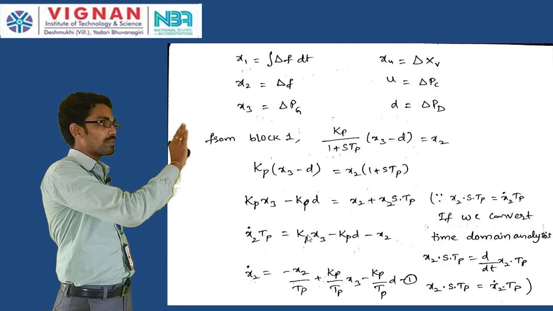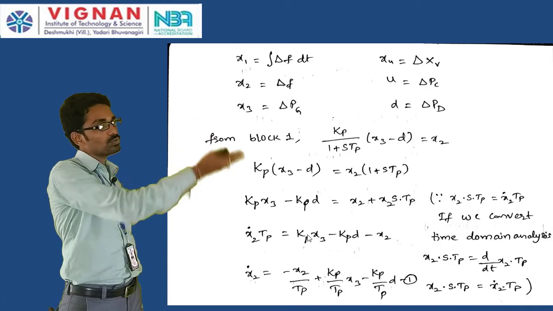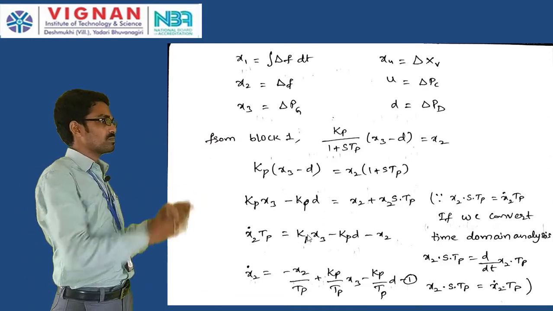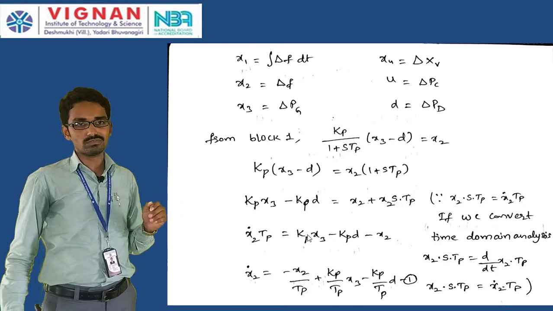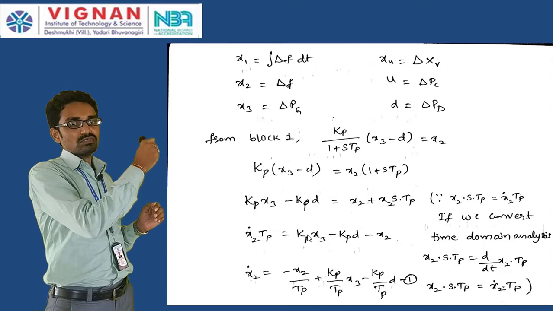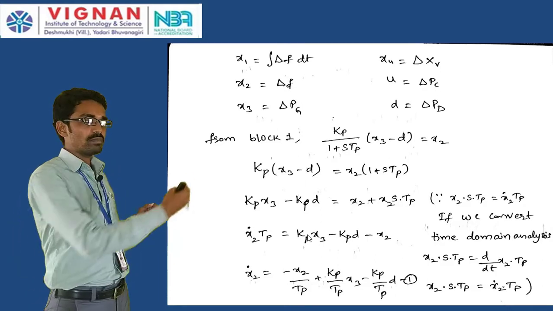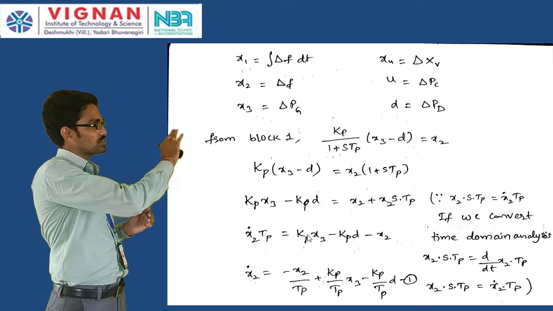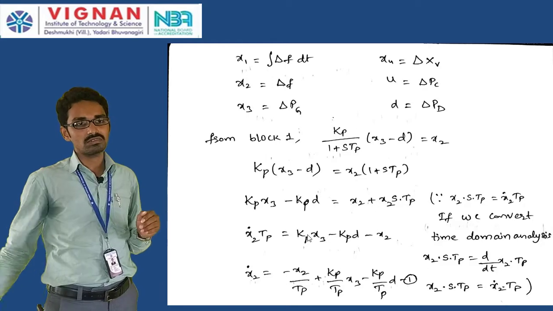So if I convert that Laplace transform into the time domain, then what you are going to get is x2 dot into Tp. There is a Laplace transformed equation, and I am converting it into the time domain equation, that is x2 dot Tp. x2 into s into Tp is equal to d by dt of x2 into Tp, and d by dt of x2 into Tp is nothing but x2 dot Tp. So that's why I have considered x2 dot Tp, which is equal to Kp into x3 minus Kp into d minus x2.